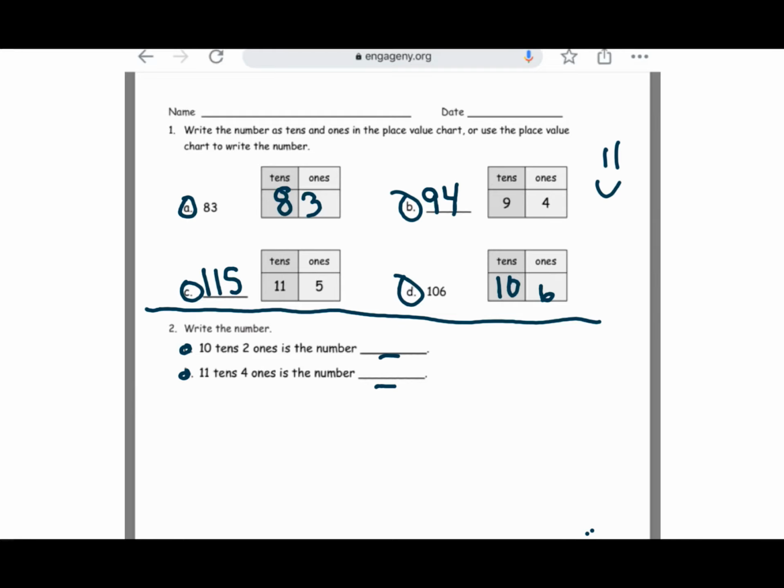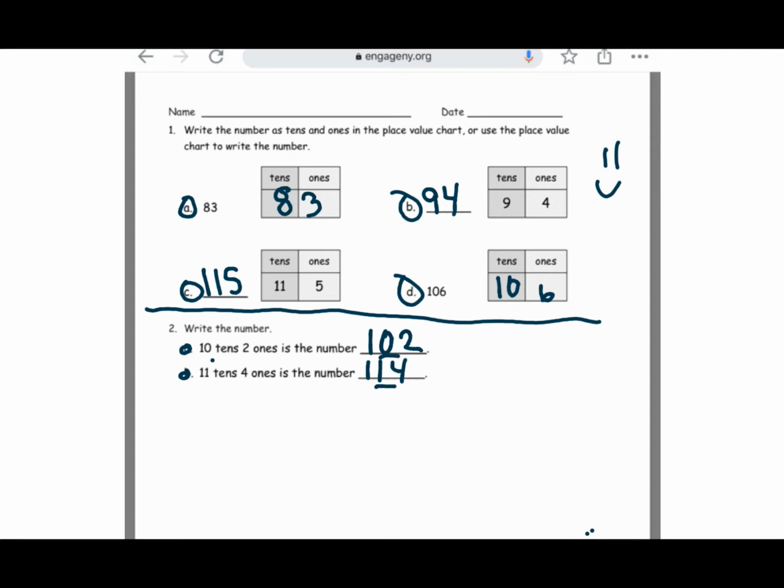Okay, boys and girls, let's go ahead and read our words. For letter A, it says 10 tens, 2 ones is a number. So remember, 10 tens is the same as 100. 102 is the correct answer. And for letter B, 11 tens, 4 ones is the number. So I have 11 tens, 4 ones is the number 114.